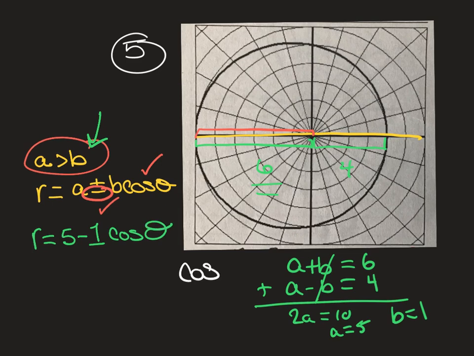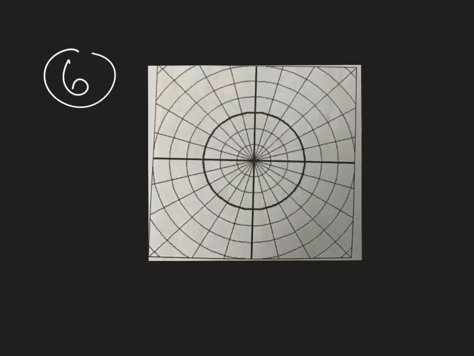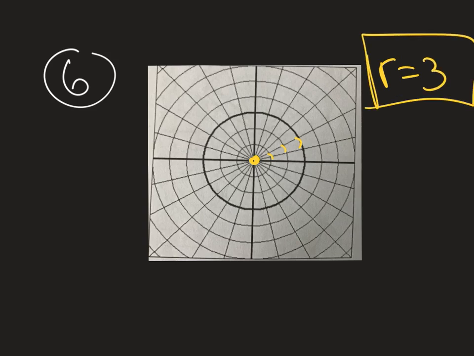Let's try another one. Number 6 is centered about the origin, so this is a perfect circle. And so all we need to do is count what ring it's on. So ring 1, 2, 3. So this is r equals 3. That's the equation. Easy as that.